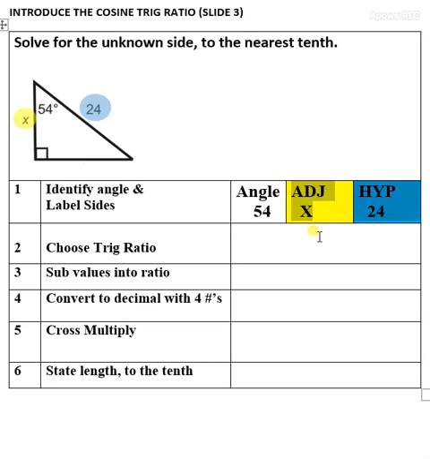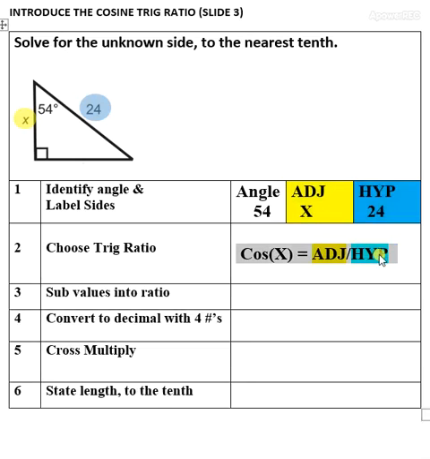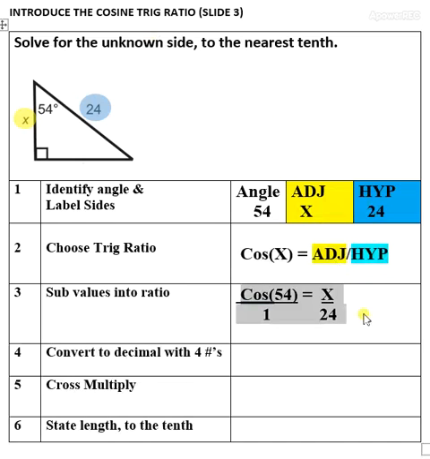So the next step now is to choose a trig ratio. Recall the phrase SOHCAHTOA. In this case, CAH, cosine equals the adjacent side divided by the hypotenuse side. So let's record it thus. And now we can substitute the values into the ratio. So replacing the adjacent with the value of x and the hypotenuse with the value of 24, our trig ratio becomes thus. The cosine of 54 is equal to x over 24.